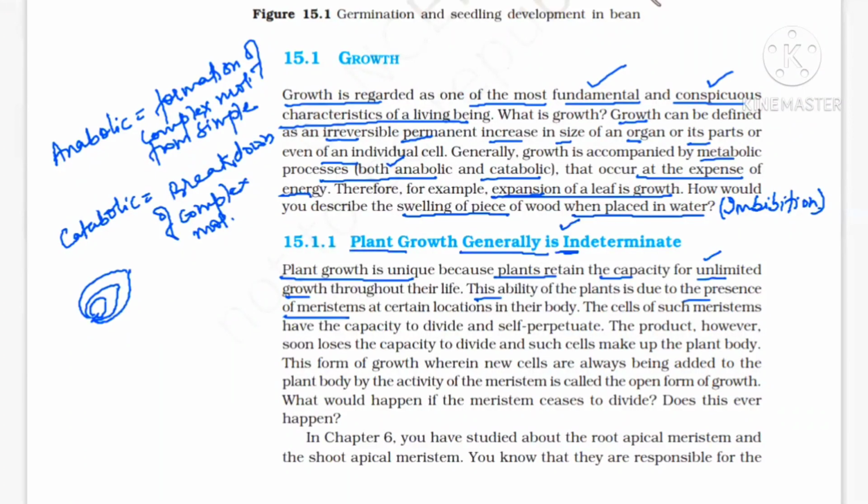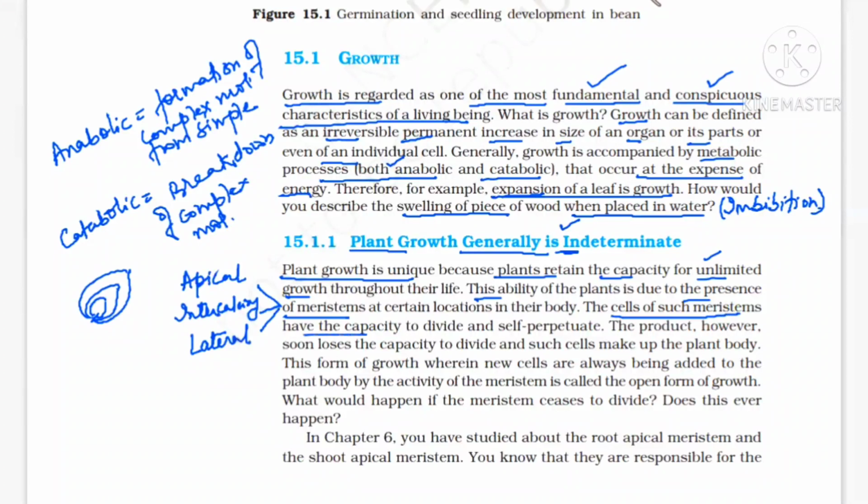Okay, and these meristems, you know very well that there are three types of meristematic tissues. Apical meristem, which is responsible for increasing in length. Intercalary meristem, which is also responsible for increasing in length. But lateral meristem is responsible for increasing in width. Is it clear?